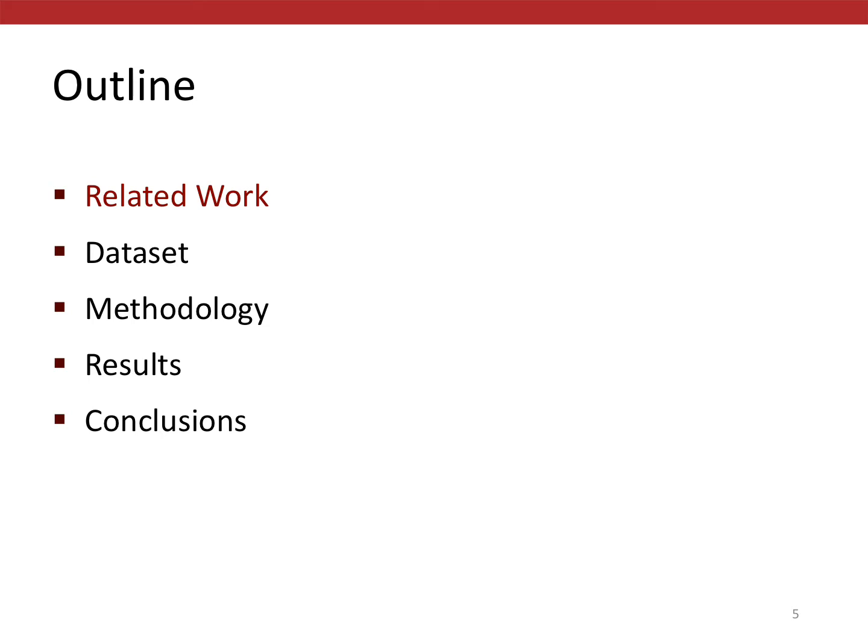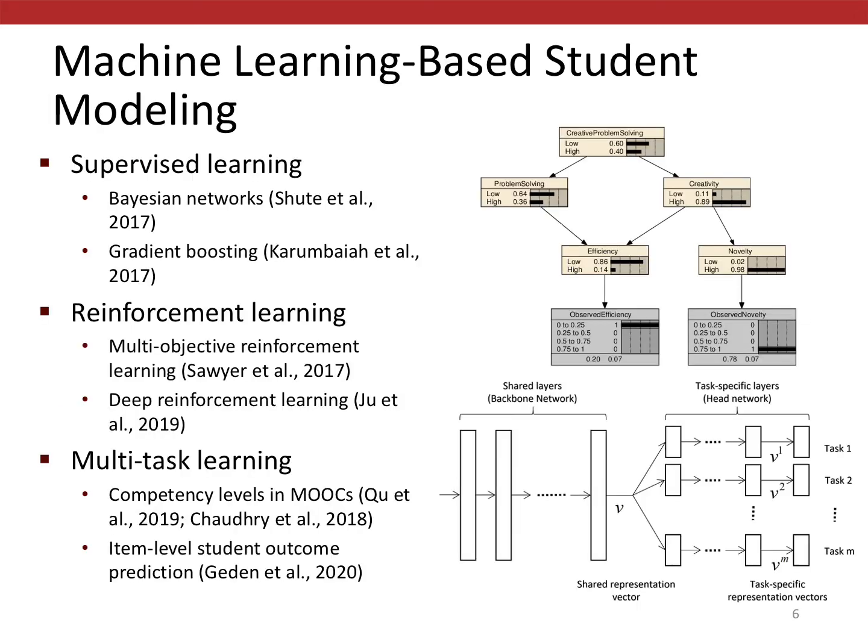First, I would like to provide a brief overview of prior work within student modeling as well as stealth assessment. There has been a variety of machine learning-based approaches to student modeling. Some approaches include supervised learning techniques such as Bayesian networks and gradient boosting, used for student performance and learning prediction. Reinforcement learning has been utilized in game-based learning environments for multi-objective and deep learning contexts. In this work, we evaluate different methods of multitask learning for our student modeling, a method that has been explored within student modeling for MOOCs as well as item-level student performance within game-based learning environments.